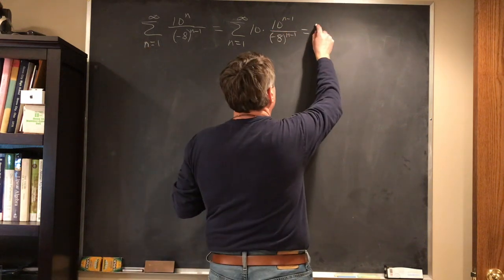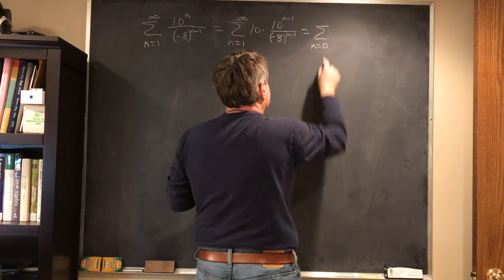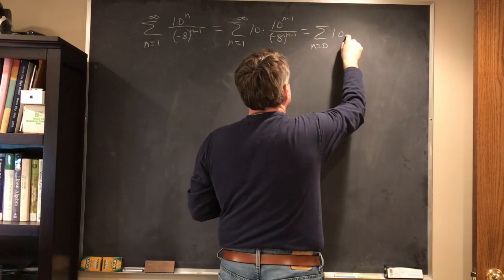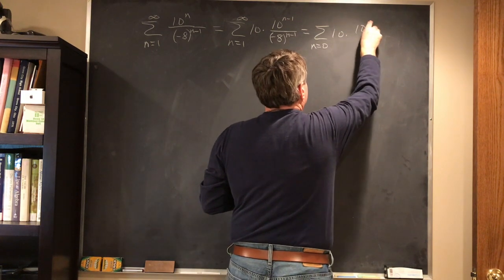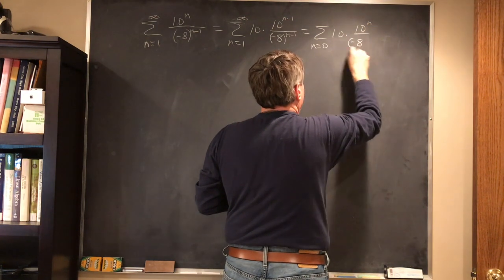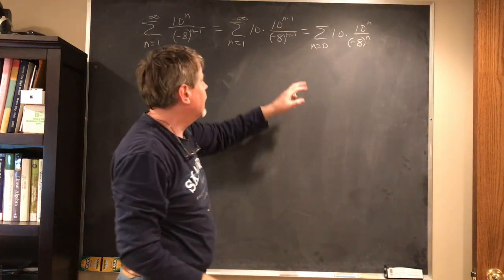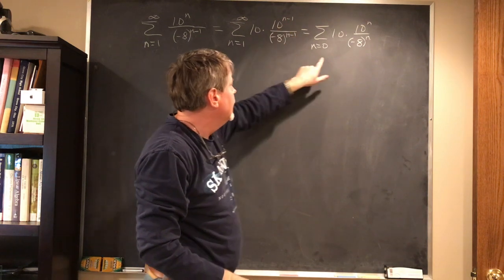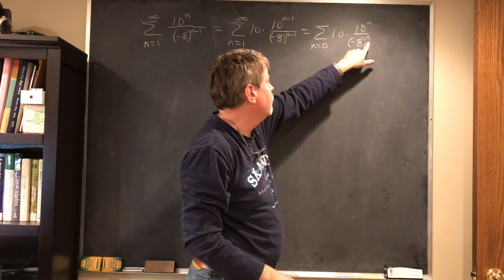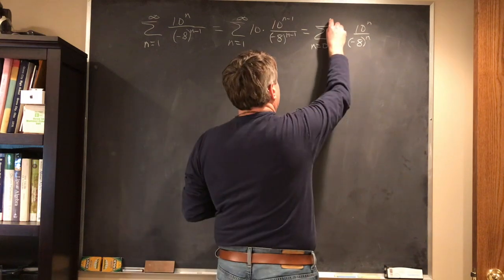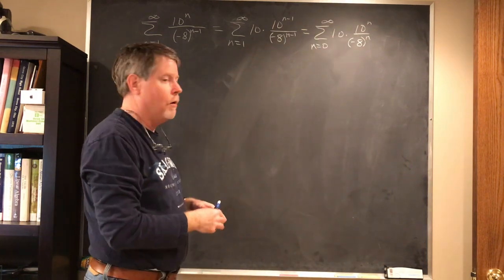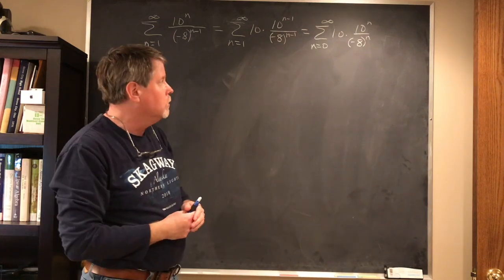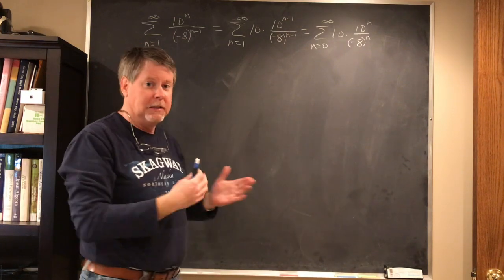So what I can do is change it so that n starts at 0, and then put 10 times 10 to the n over negative 8 to the n, because I end up with the same thing. If I start at 1 here, I'm starting at zeros for the powers. Here I'm starting at 0, and therefore the zeros are the powers. And again, I'm going to infinity, so it really doesn't matter how I write the indices. But now it looks like what we're used to seeing almost for a geometric series.